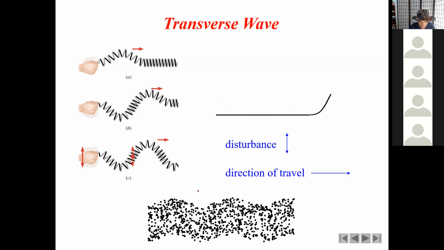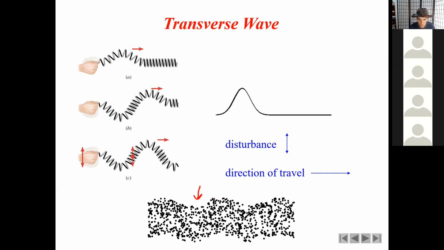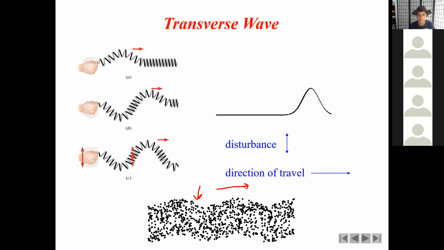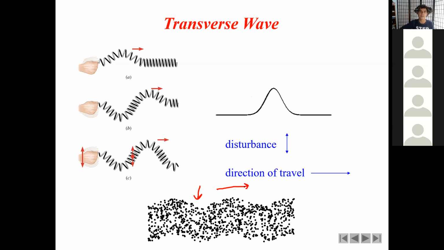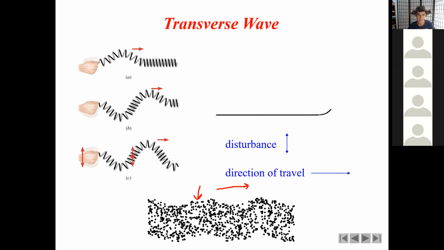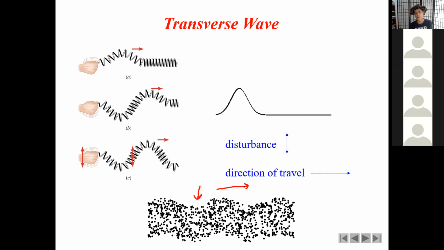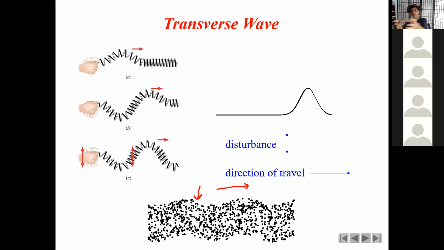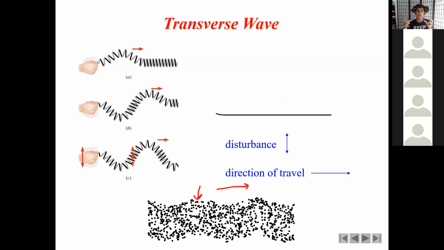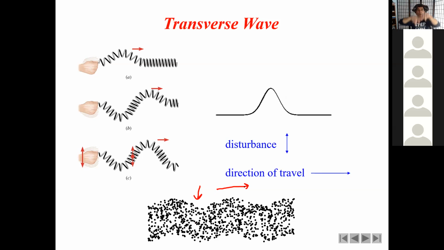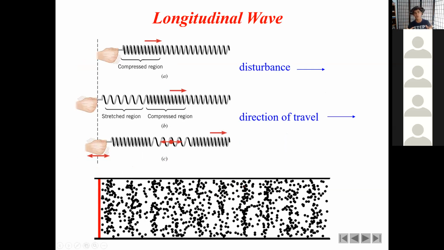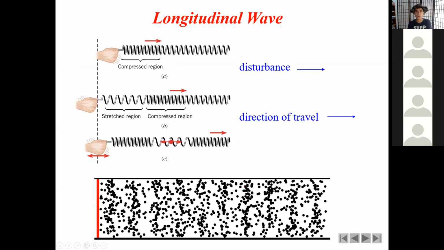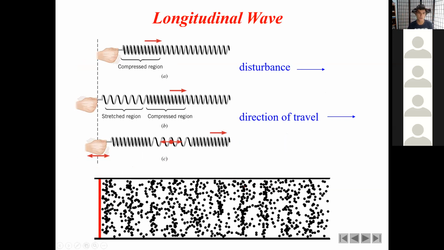So if I were to look at one little dot here, this wave is traveling to the right. But if I were to look at any one single dot, all that dot does is just oscillate up and down. It's not moving along with the wave. The wave is the disturbance, which is traveling to the right. I'm sorry, the wave is traveling to the right, but the disturbance is just up and down. That's different than a longitudinal wave. A longitudinal wave is one in which the object is disturbed in the same direction that the wave is traveling.